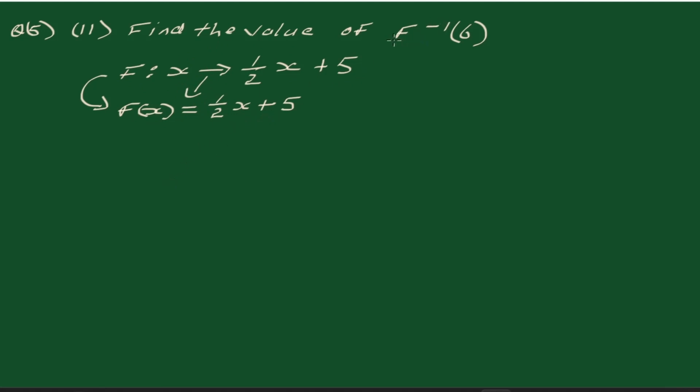Now first of all, we're going to find the inverse function of f. So we're going to replace this part of the equation, replacing this f(x) with y. So y equal a half x plus 5. A half x is the same as x over 2 plus 5. So y equal x over 2 plus 5. Again, we'll interchange x and y. So next step is to interchange x and y.